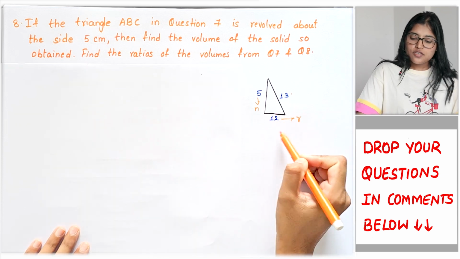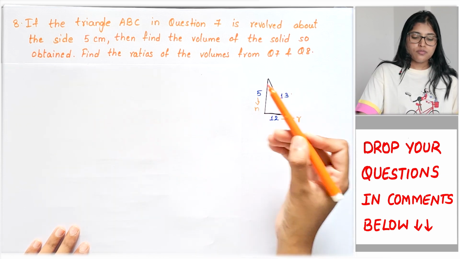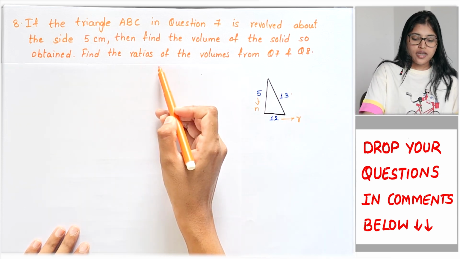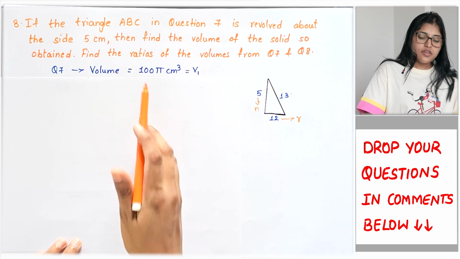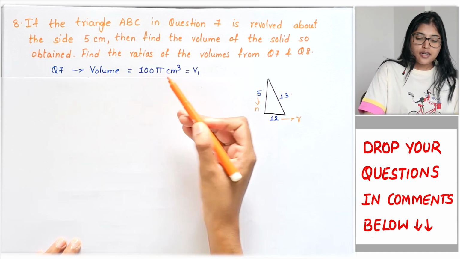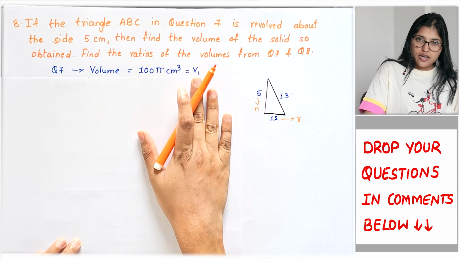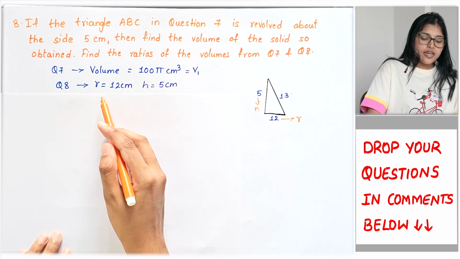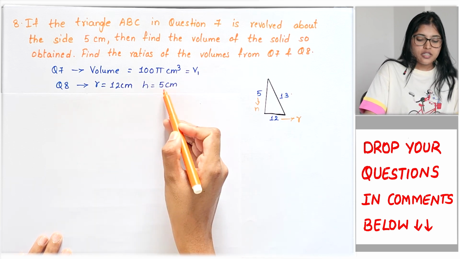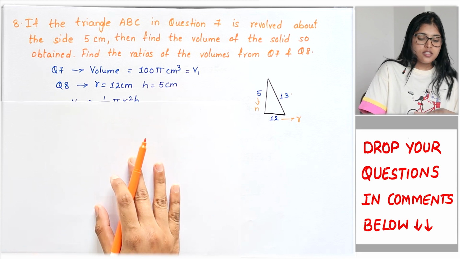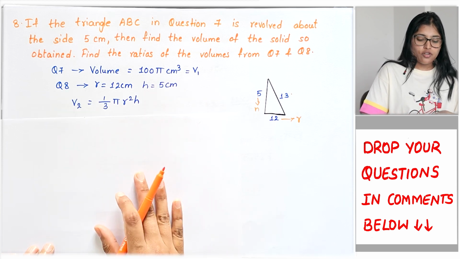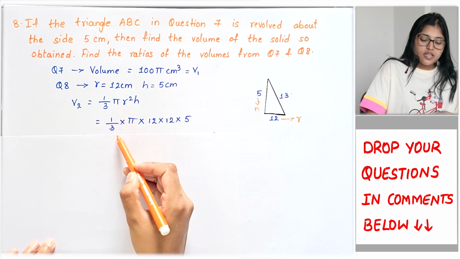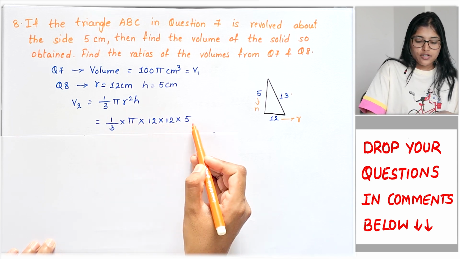And slant height remains the same, which is 13. Now we can use these values to find the second volume for question 8 and take the ratio with the first volume. So in question 7, we got the volume as 100 pi centimeter cube. Let that be V1. In question 8, we have R as 12 centimeters and H as 5 centimeters. Substituting that in order to find V2, that is the second volume, I have 1 by 3 into pi into 12 into 12 into 5.